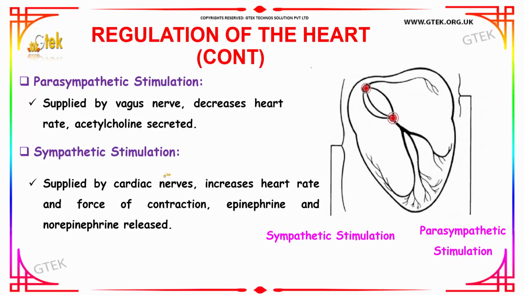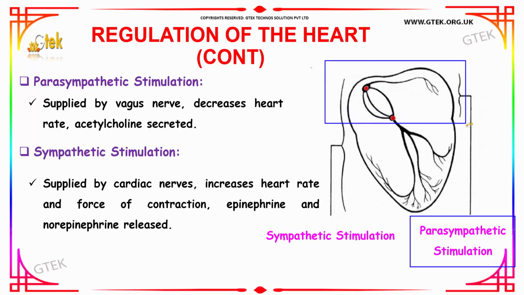Your regulation is also controlled by the parasympathetic stimulation, which is supplied by the vagus nerve and decreases the heart rate, and the acetylcholine that is being secreted. So this stimulation is known as the parasympathetic stimulation. That is the stimulation which involves the atriums.